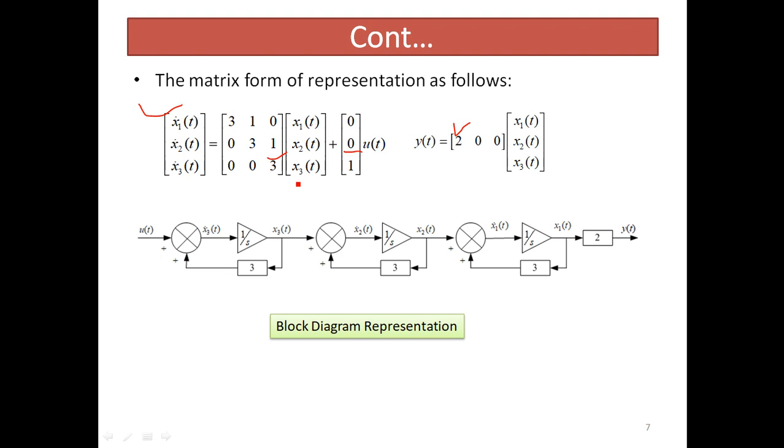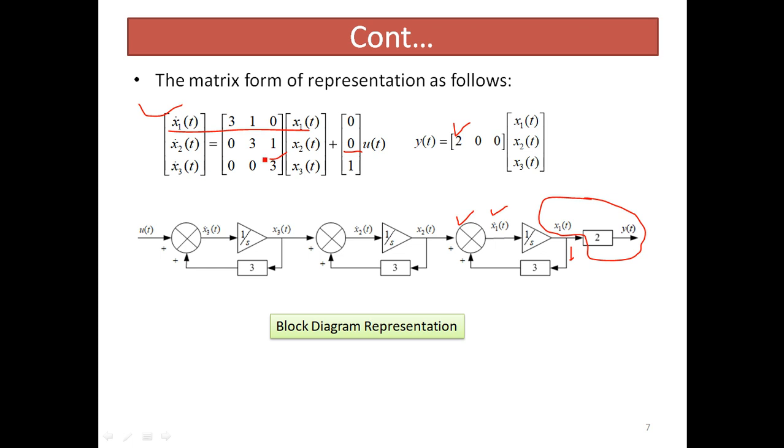Now we have the block diagram representation. So yt is equal to 2x1, and x1 dot t equal to 3x1 plus x2t. x1 is left to the integrator, x1 dot equal to 3x1 plus x2. So x2t is coming here, there should be a summer connected to the input of x1 dot t, and its output would be x2t plus 3 multiplied by x1t. So you have taken x1t from here and multiplied with 3.